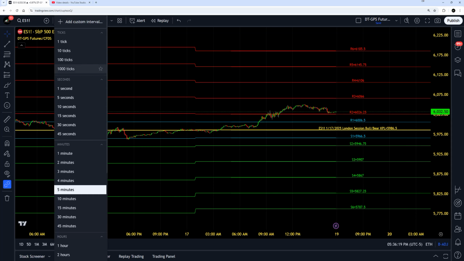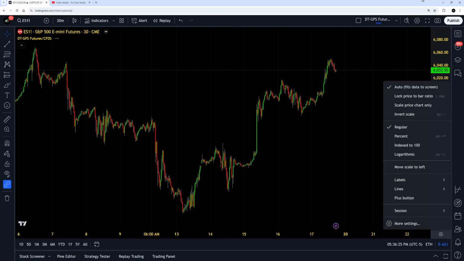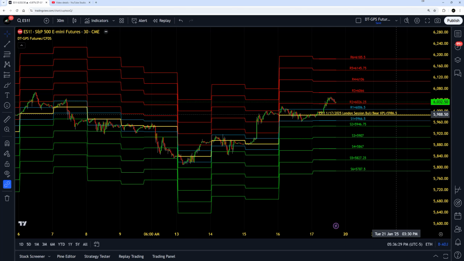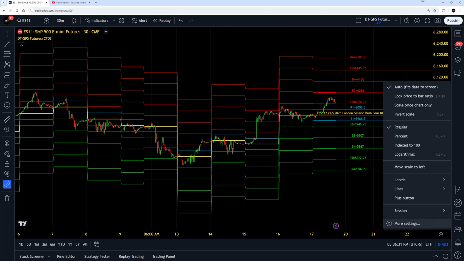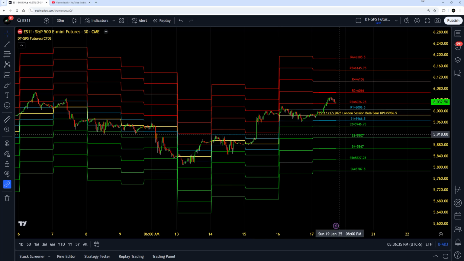So first off, we'll look at a longer time frame chart. Let's go ahead and get rid of this price label here, or price line. Okay, so this is going to be an historical view session by session. And again, we're currently looking at the London session.